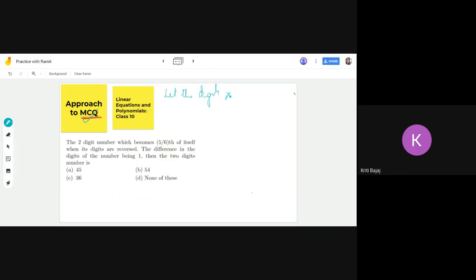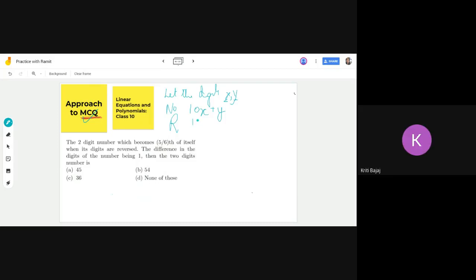So that is x and y. But the number that is formed, do you know this? The number that is formed will be 10x plus y, because it's in the tens place and the ones place. So the digits are x comma y, but the number formed is 10x plus y, right? And the reversed number that would be formed, what would that be?